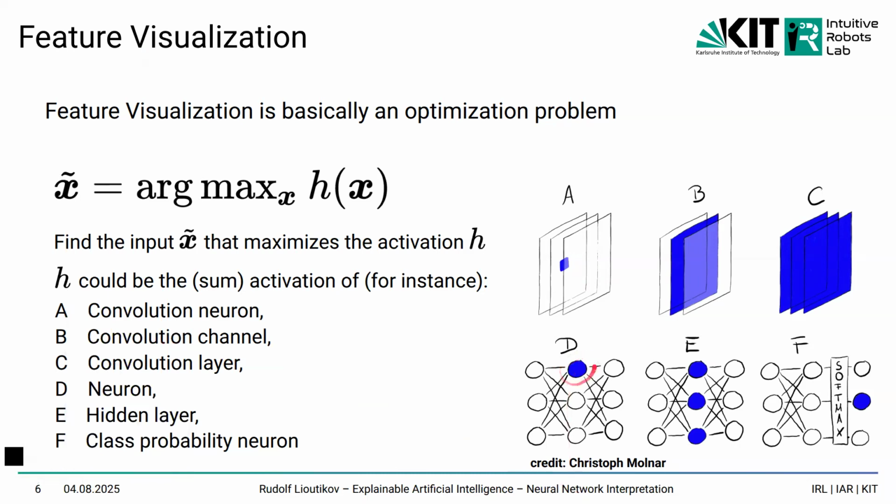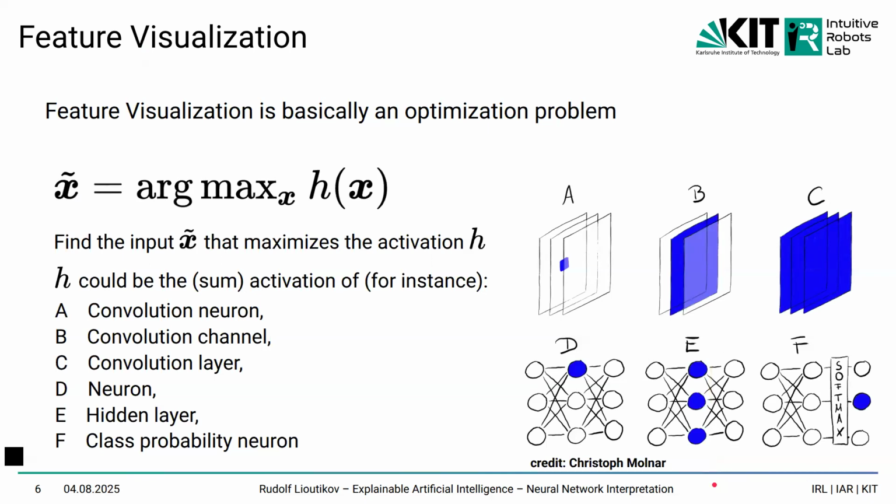So if we talk, for instance, about this one, we want to find the X that goes in here that maximizes that output, that basically maximally fires that activation. Or if we want to have multiple neurons, then the sum of it should be maximized.